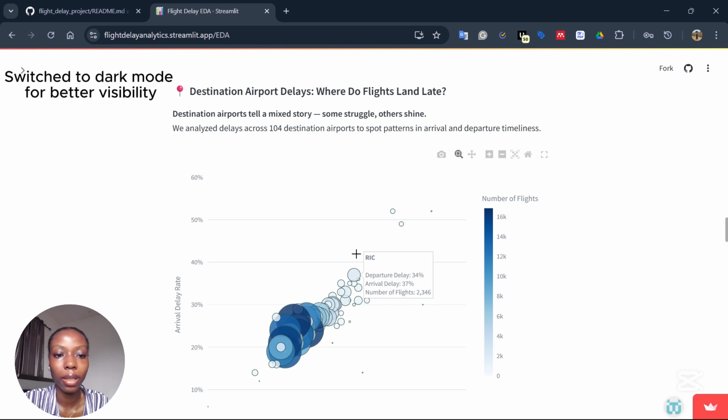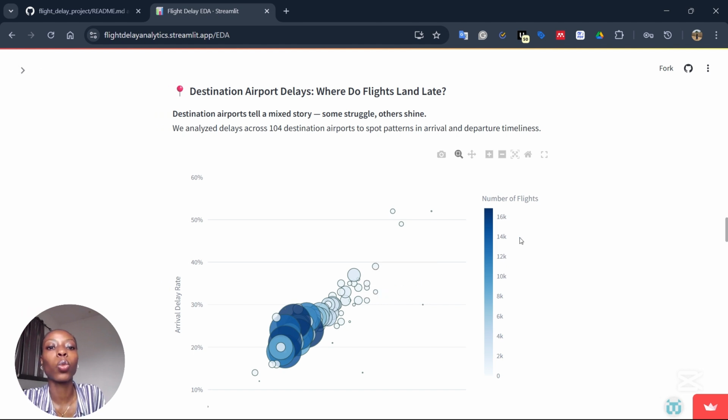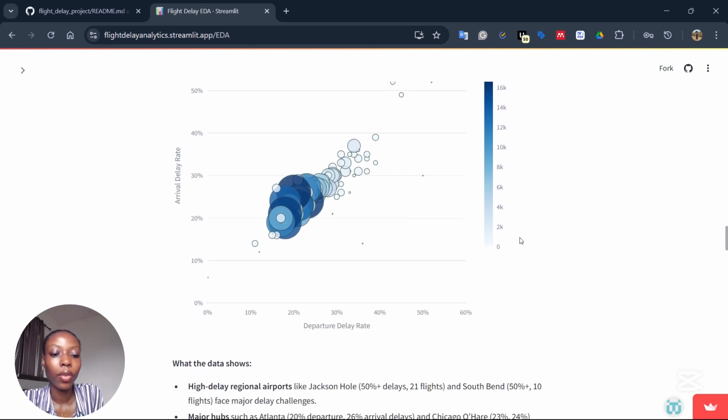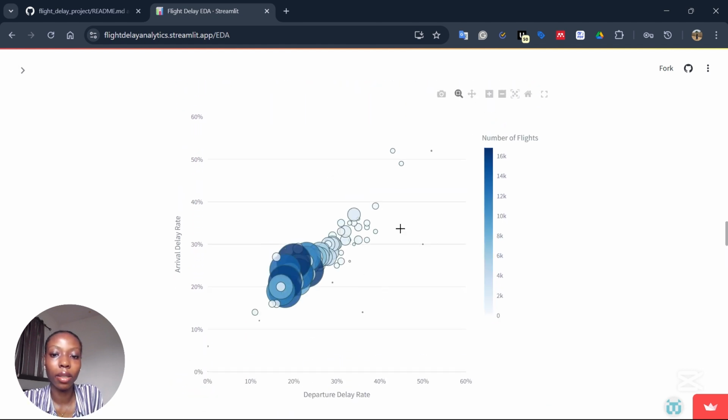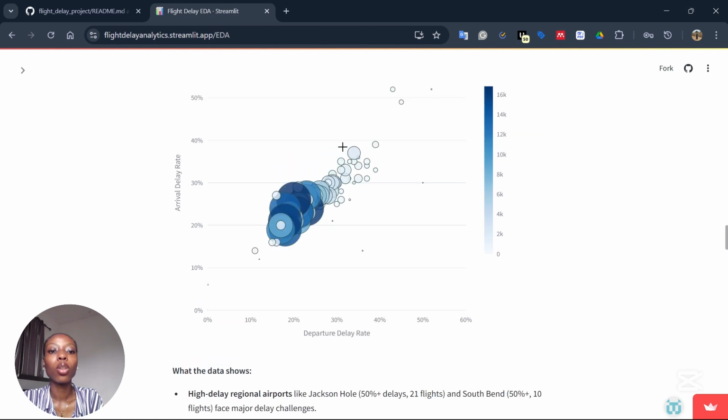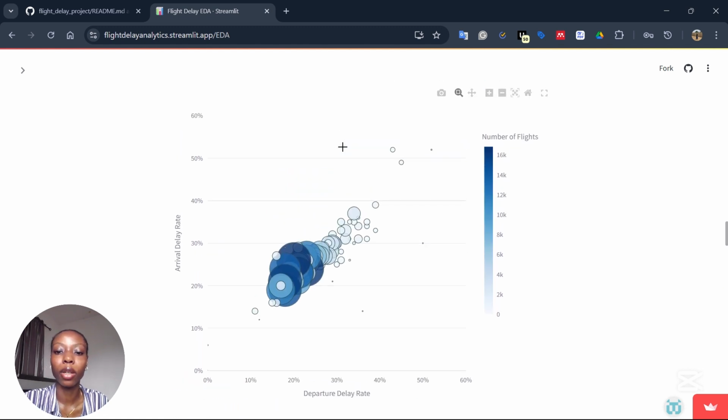Destination airport delays. Destination airports tell a mixed story. Some struggle while others shine. We analyze delays across 104 destination airports to spot patterns in arrival and departure timeliness. What the data shows, and this is an interactive chart by the way, is that we can see volume is not a major factor in delay, right?